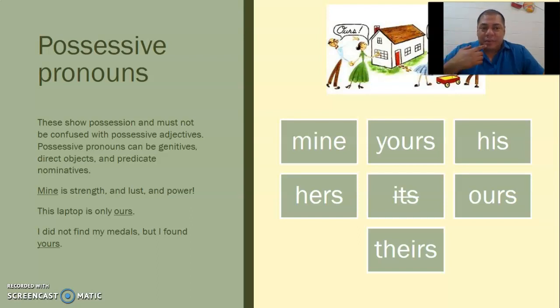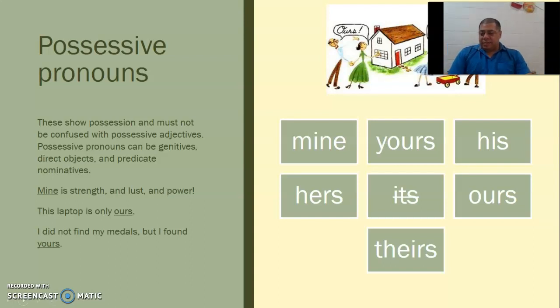I did not find my medals, but I found yours. I found what? Direct object, right? Now, those are possessive pronouns. They show possession and they can act as genitives. They can be direct objects, predicate nominatives, among other roles.